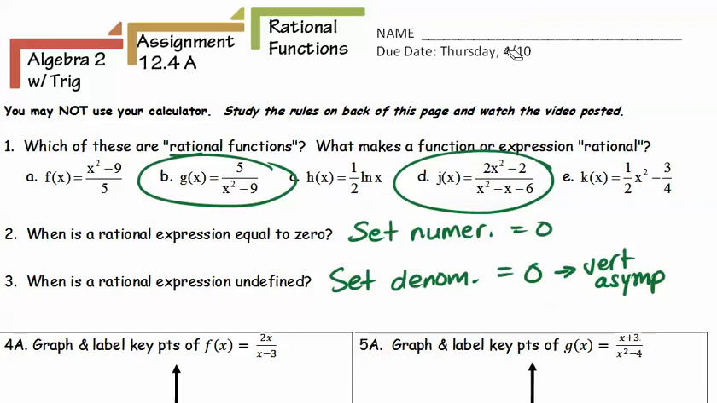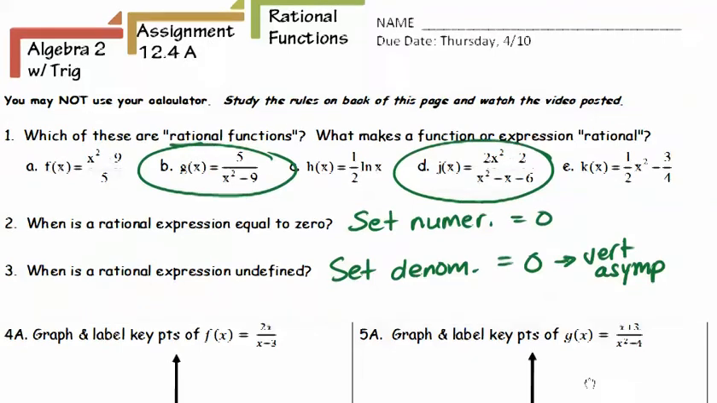We're going to finish our notes on our assignment 12.4 page. We've already learned that a rational function is the ratio of two polynomials. It must have variables in the denominator. Fractions aren't enough. It has to have variables in the denominator. We know that a fraction is equal to 0 when the numerator is 0. We know that we can never have 0 in the denominator, so those will be our undefined values, and they'll look like vertical asymptotes on our graph.